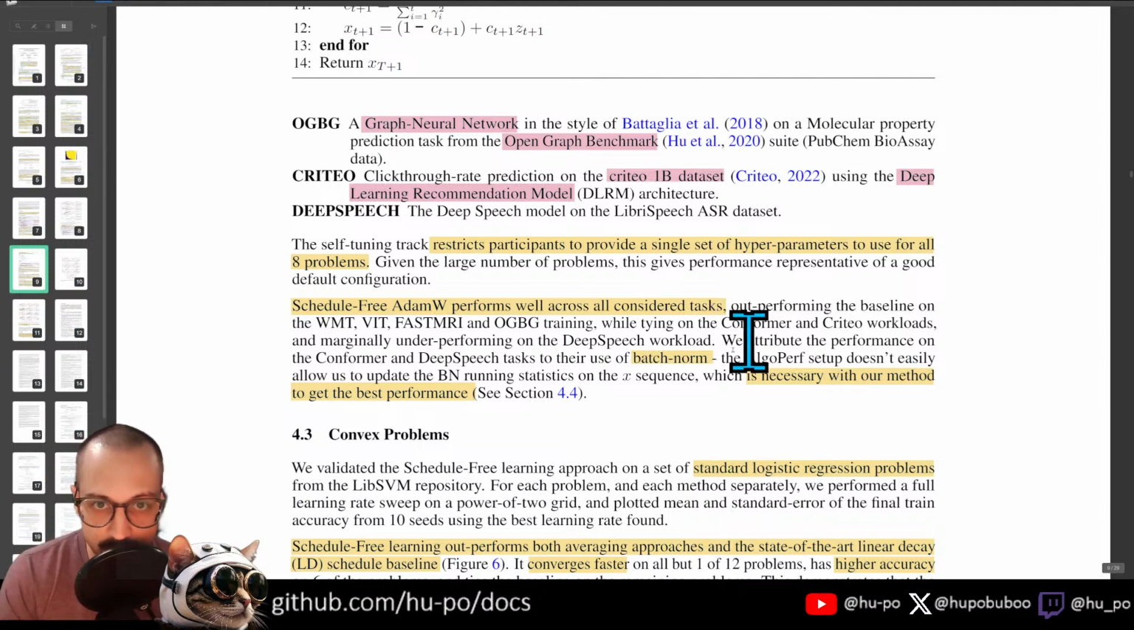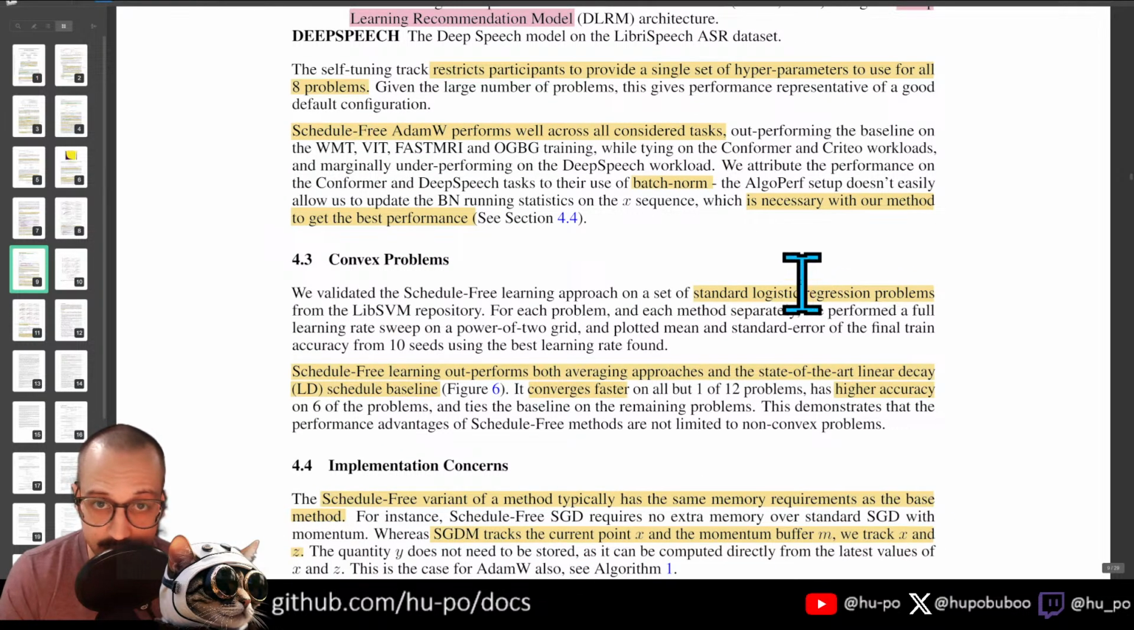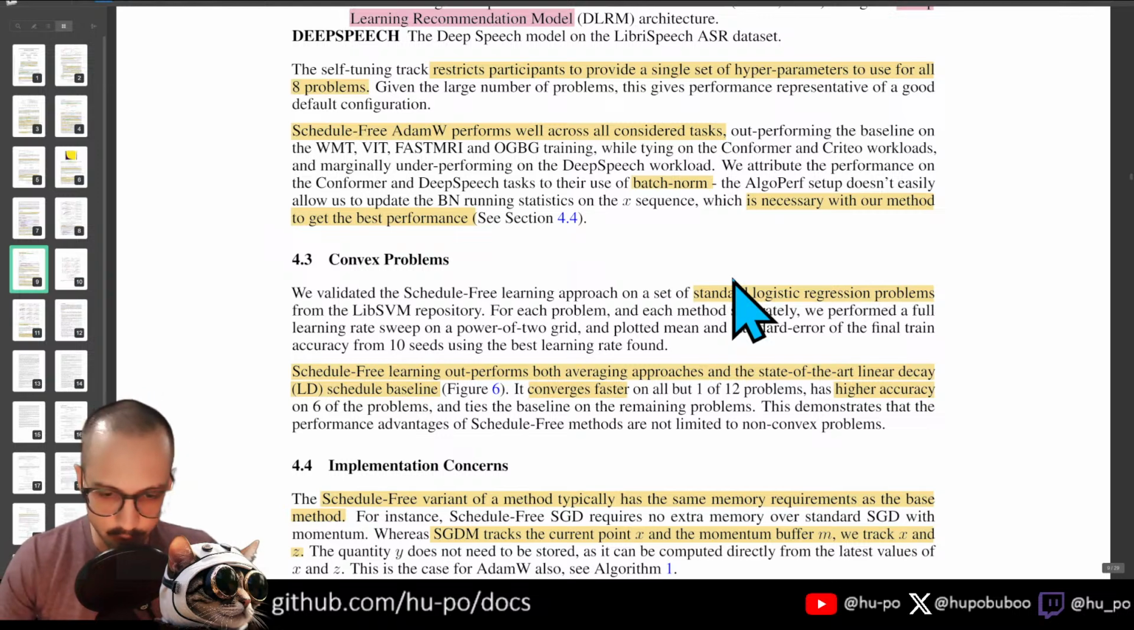And the one where it doesn't perform well on, they say it's because they didn't let them use batch norm, which is necessary. So you need batch normalization for schedule-free optimizer. But batch norm is pretty standard, so I don't think that's necessarily that. Layer norm, batch norm, all of those different norms are pretty standard, so I think it's probably fine to have a hard requirement on that.